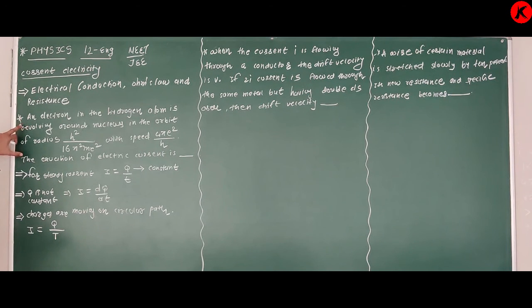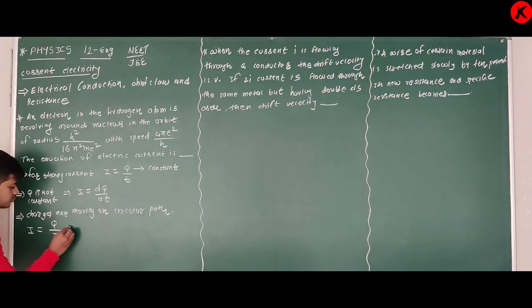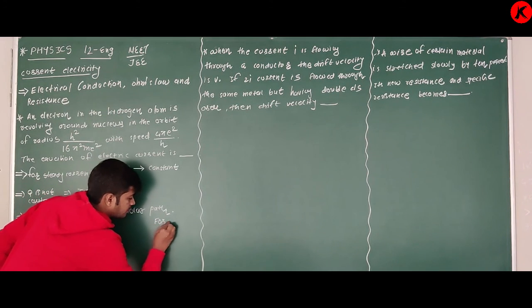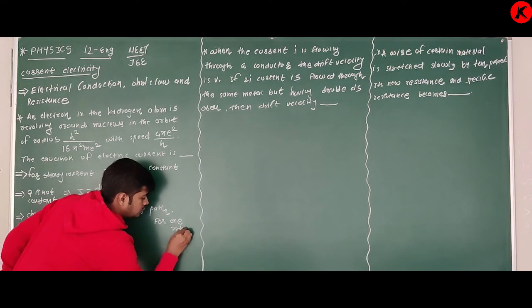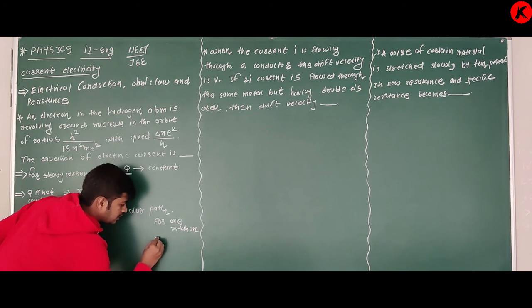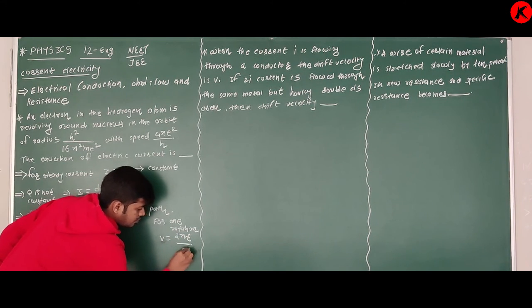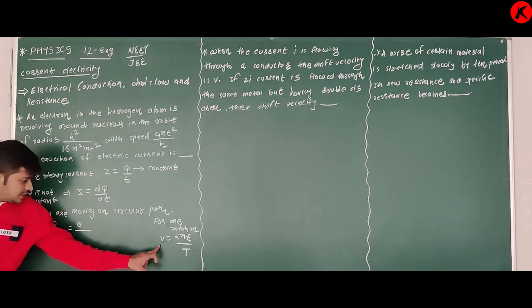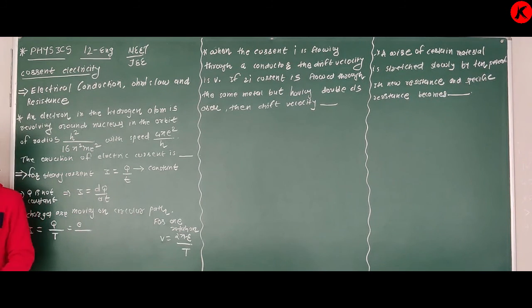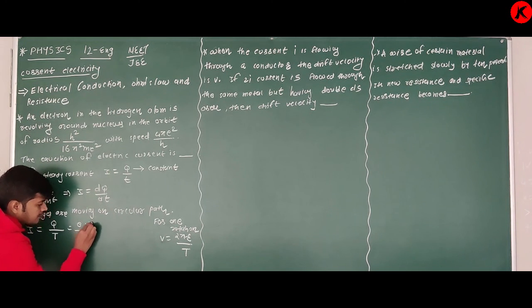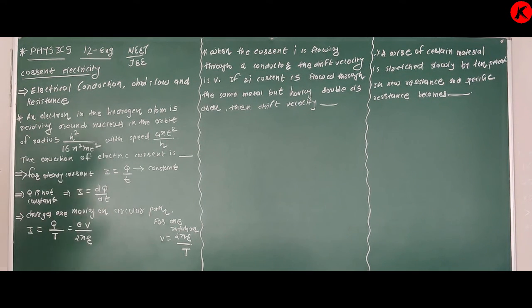Now Q, see, you are given an electron in a hydrogen atom, so you replace this Q by e. For T, we know that for one rotation, speed v is equal to 2 pi r upon T. So T is equal to 2 pi r upon v. So you have to remember this equation.